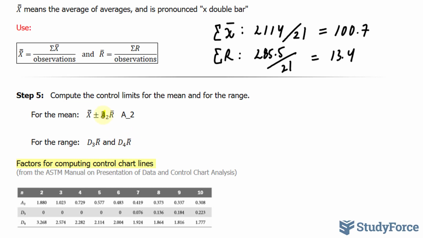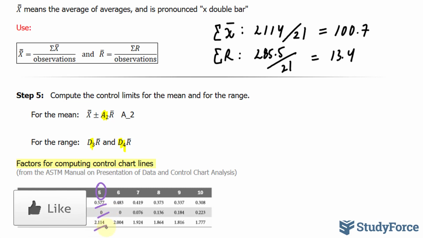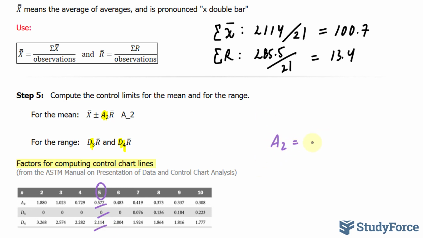Now, how do we obtain this value, this value, and this value? For that, we will be using this following chart, which has been obtained from the ASTM manual on presentation of data and control chart analysis. All 3 of these constants are dependent on the sample size. So for our case, we used 5. So we'll be using this for our A2, this for our D3, and this for our D4. So for a sample size of 5, A2 is 0.577.